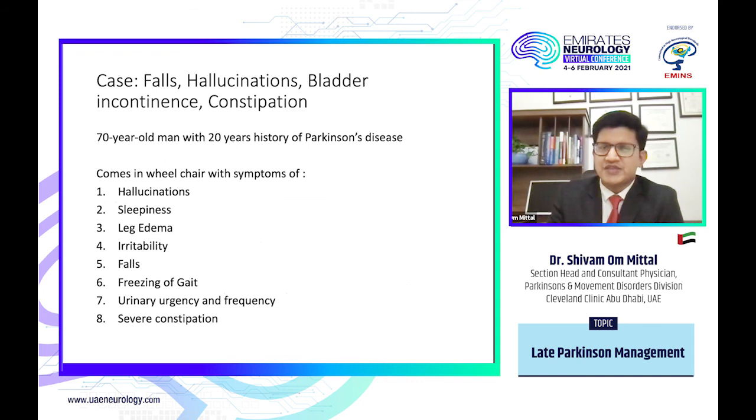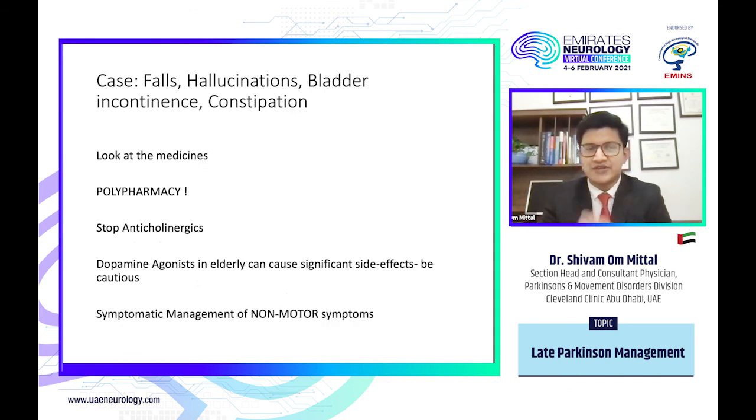Now, this is something which we see very often in our busy movement disorders clinic: patients coming with more than 10, 15 years of history of Parkinson's disease, elderly people. They have hallucinations, sleepiness, leg edema, irritability, falls, freezing of gait, bladder frequency, urgency, severe constipation, a lot of symptoms. At that point, you look at the polypharmacy, what medications they are on. Are they taking Benadryl? Are they on anticholinergics? Any antipsychotic medications, prokinetic agents, all these have to be looked into.